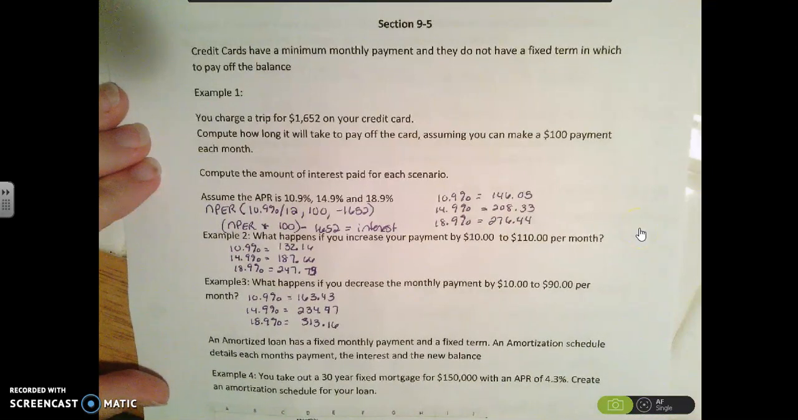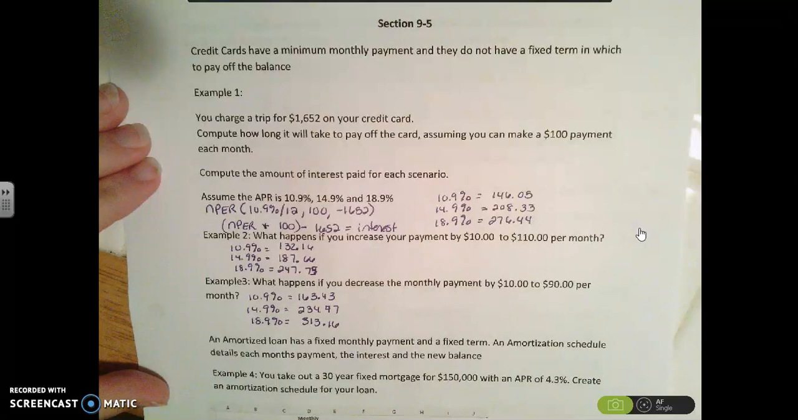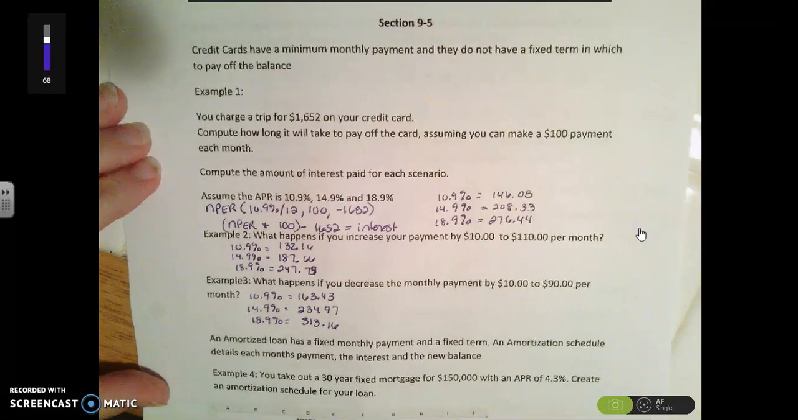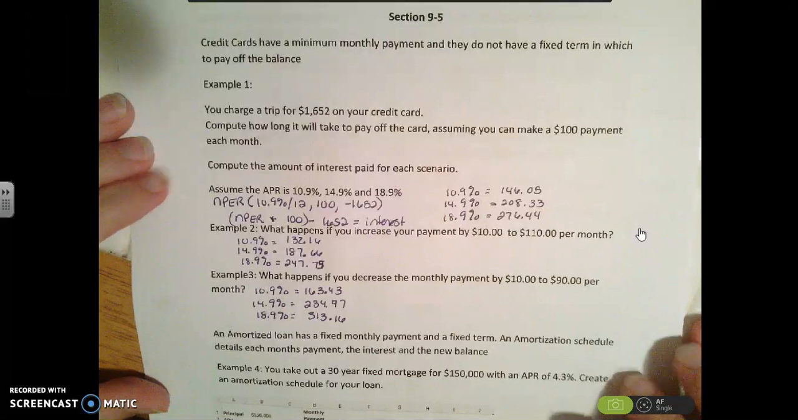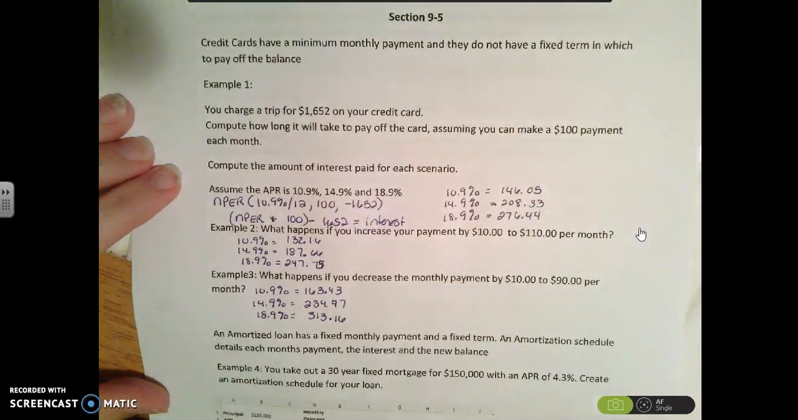All right, in section 9.5, we're going to be talking about credit cards and amortization and mortgage loans and things like that. So, what we have here is first a discussion about credit cards. Credit cards have a minimum monthly payment, but they don't have a fixed term to pay off the balance.